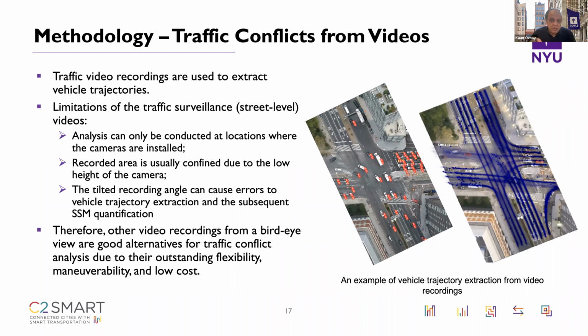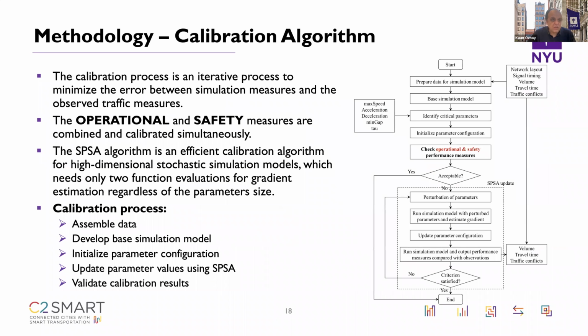So for example, in our previous work and this one, we tried to put a camera on top of a very high-rise building and record from there. If you have a bird's eye view, obviously you can get much better trajectories. So the calibration process, as I said, is kind of complicated, and it's an iterative process.